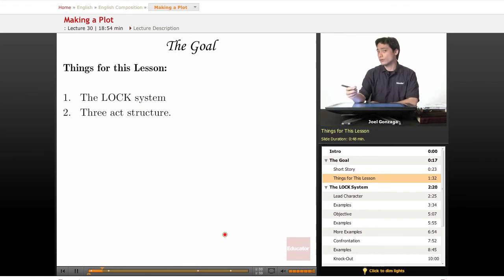So, for this lesson, we're going to be going over some basic structures of a story. Just like the 5-paragraph essay, and just like other things, stories have structure. And I'm going to teach you this thing called the LOCK system, which is something that normally applies to large novels, but can apply to short stories too. And of course, we also have the 3-act structure, which we have already gone over, but we're still going to be reviewing here for the purposes of your story.